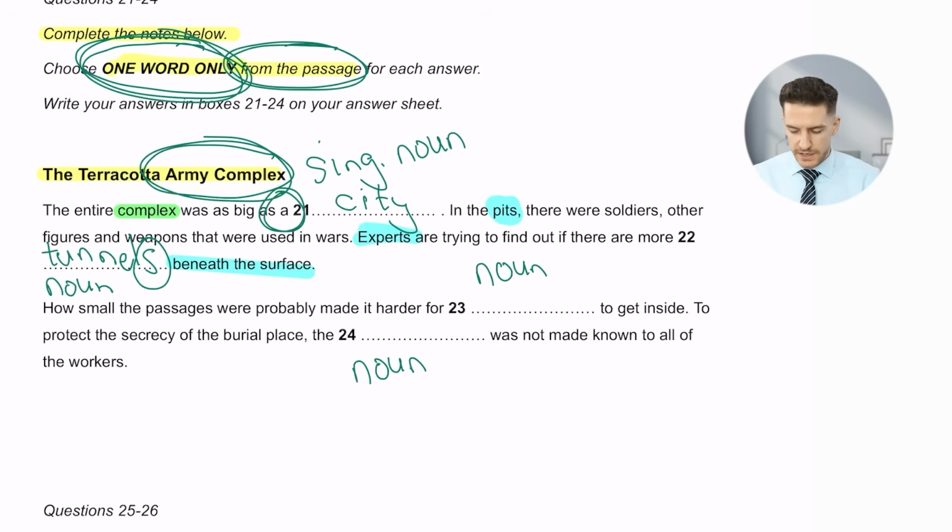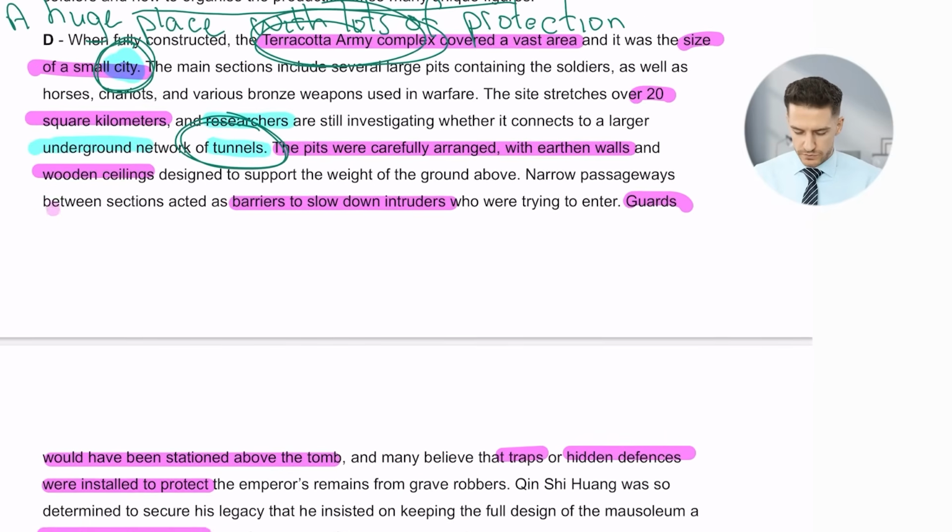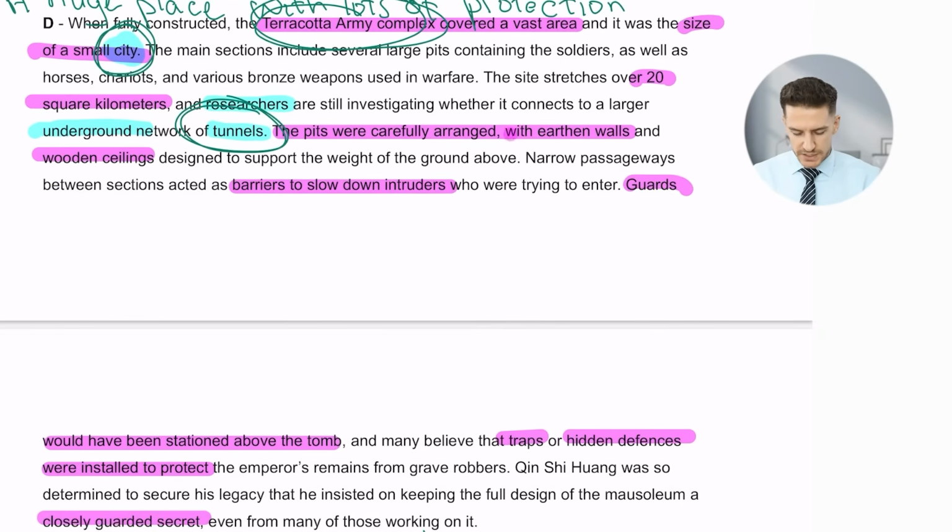All right, let's keep going and let's continue with the next question. How small the passages were probably made it harder or maybe difficult or challenging for something to get inside. So for this one, we're looking for a noun that's trying to get inside. So let's see if we can find that. Let's go back up to paragraph D. Okay, the pits were arranged. Okay, narrow passageways between sections acted as barriers. Okay, it says slow down. So that could be what we are looking for. And then it says intruders, okay, who were trying to enter. So it looks like intruders might be the correct answer, but let's just double check.